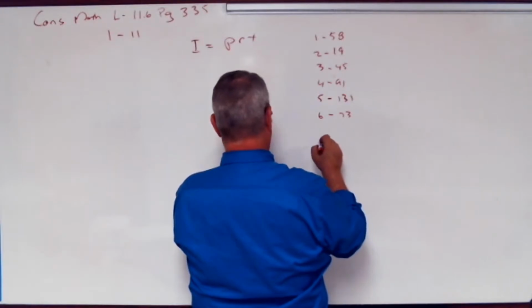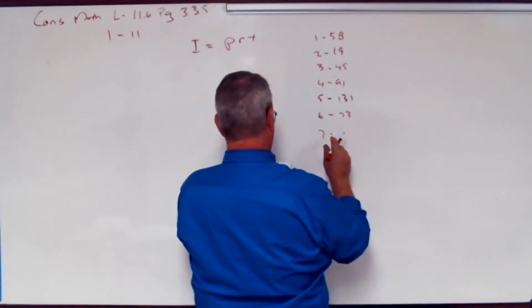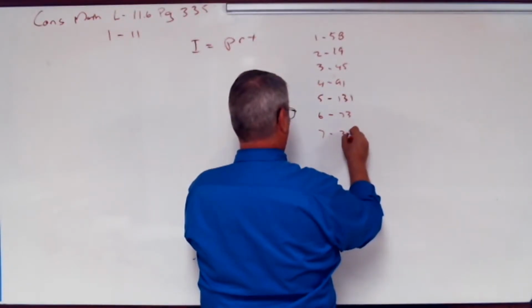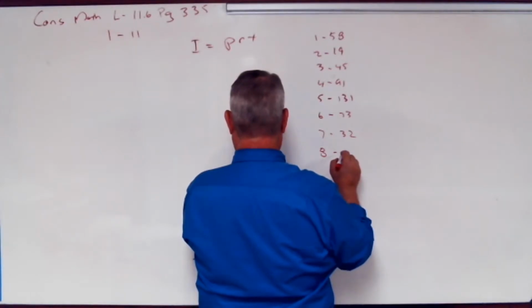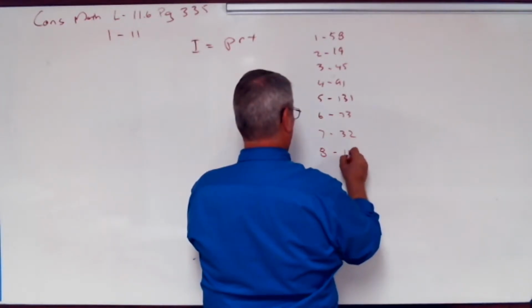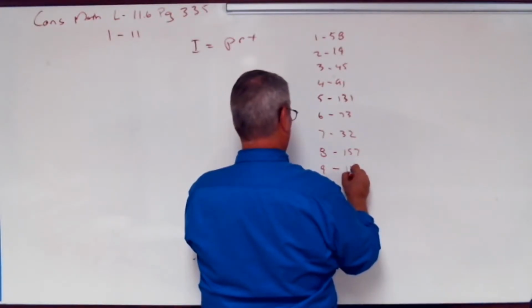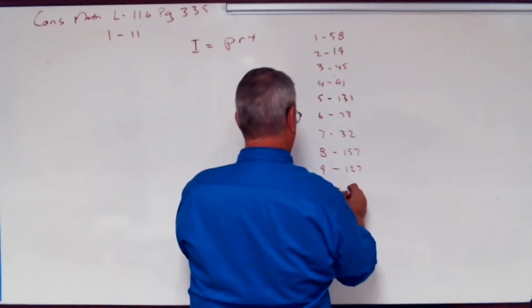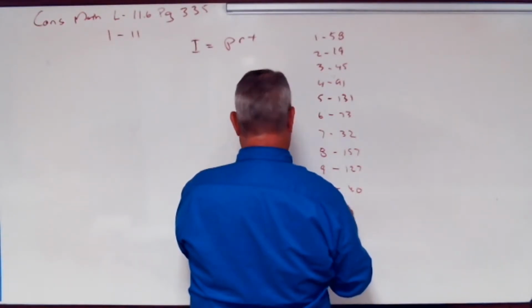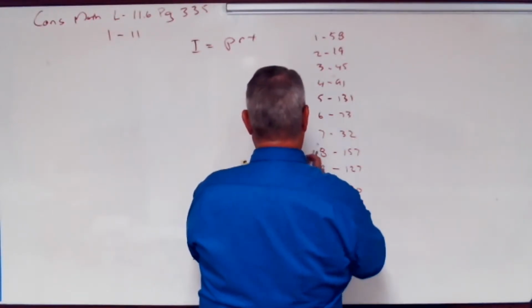In my last book they had a chart where you could look these things up. Otherwise, you have to pull out a calendar. I'm just going to give them to you. Number 8 is 157. Number 9 is 127. 10 is 40. And 11 is 129.